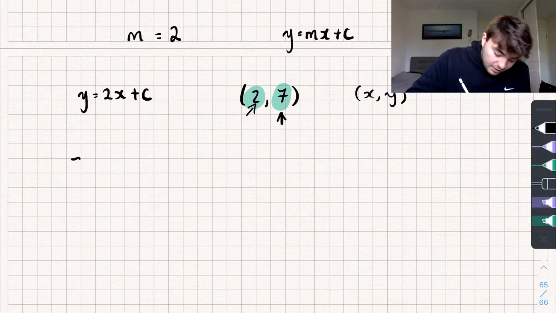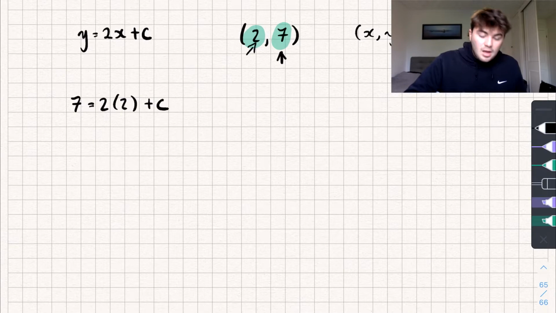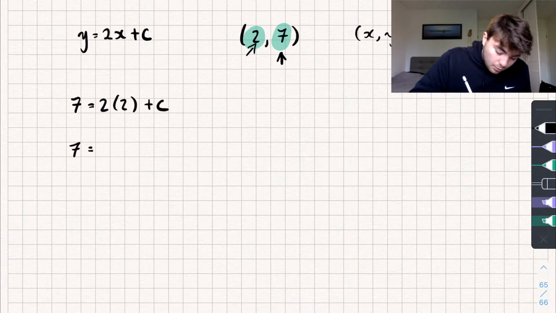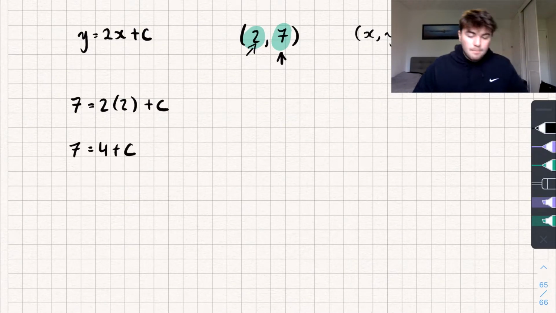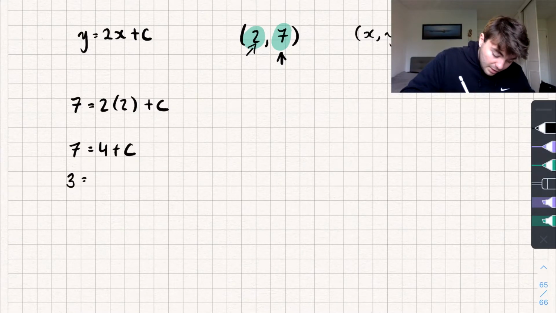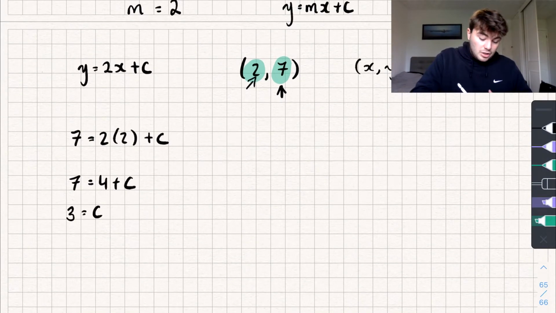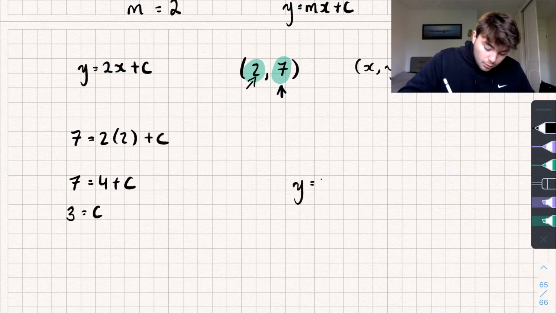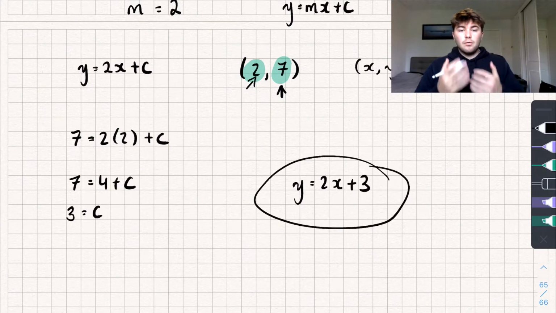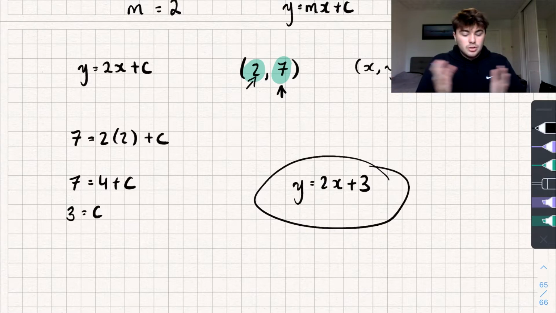So let's do it. We get 7 equals 2 times 2 plus c. And simplifying this, we get 7 equals 4 plus c. And now I'm going to subtract 4 from both sides of the equation, and we get that 3 is equal to c. So the final thing for me to do is substitute 3, wherever there's a c, into my equation of a straight line. And if I do that, I get that y equals 2x plus 3. And that's the equation of the straight line. So that's literally all there is to it.